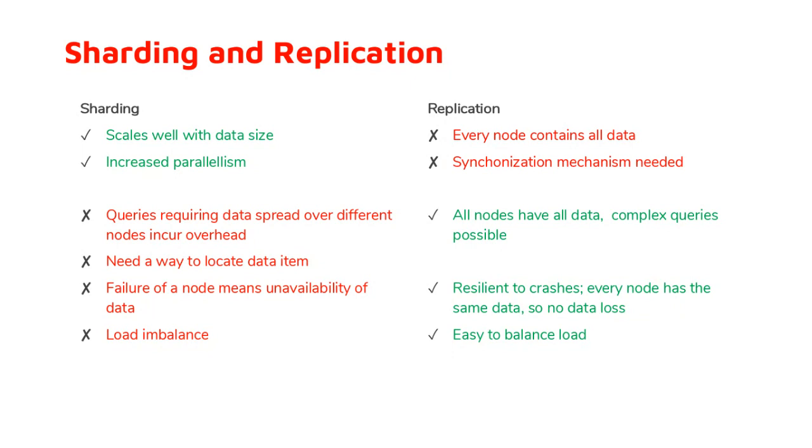And then the second property, with partitioning, you have increased parallelism, because different computers store a subset of the data, so you can process data in parallel. While with replication, there's a problem because you need some kind of synchronization. If the data needs to be updated, you have to update all copies. So you need some kind of synchronization.